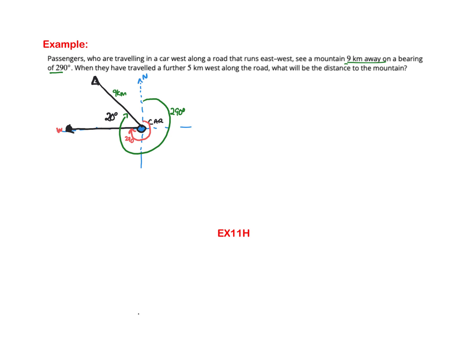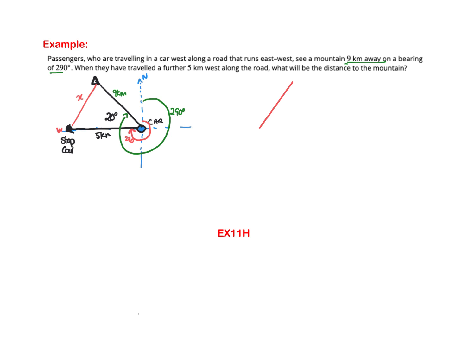This is the stop for the car, the second stop. So they've said that's 5 kilometres west. What will the distance to the mountain be? So in the end, the question they want is this distance between the second stop of the car and the mountain. So once we've drawn that diagram out, it is a little confusing, so we don't need to have all that information. We just want to make it basic.